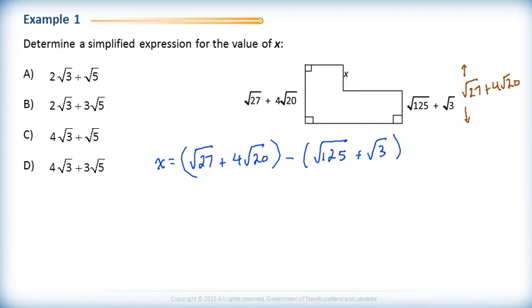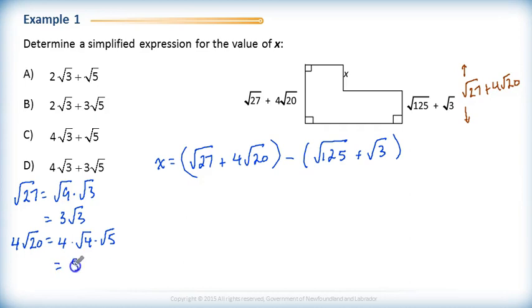We do not appear to have any like radicals. However, off to the side here, I'll do some simplification. Square root of 27, same as square root of 9 times the square root of 3, which gives us 3 root 3. 4 times the square root of 20 is equal to 4 times the square root of 4 times the square root of 5. Square root of 4 is 2, so we have 2 times 4, which is 8 root 5.